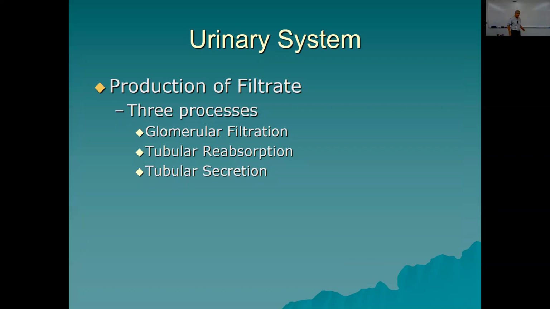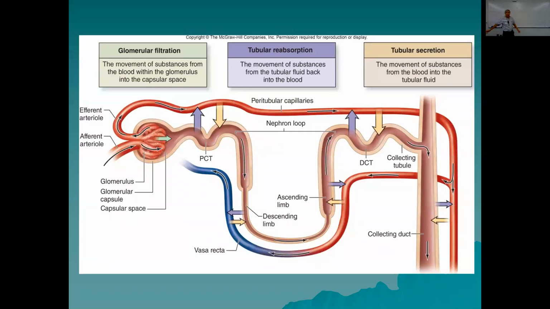So production of filtrate, there's three processes that go on in the nephron. One, glomerular filtration. This is filtering of blood. Two, tubular reabsorption, that is movement of fluid or other things from the inside of the tubule back into the blood. And three, tubular secretion, which is stuff in fluid or things in the blood going into the lumen of the renal tubule. And this is where these things take place.